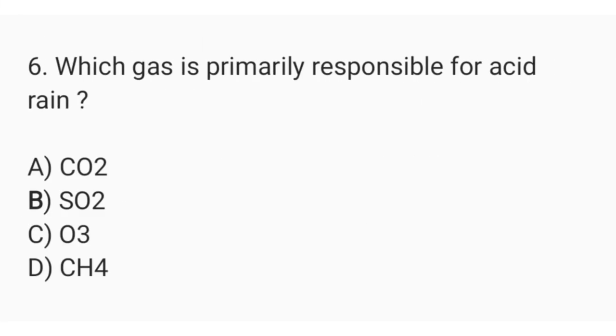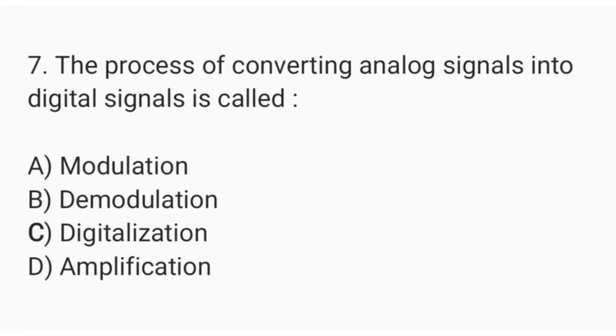Which gas is primarily responsible for acid rain? Option B. SO2 is the right answer to this question. The process of converting analog signals into digital signals is called modulation, demodulation, digitalization, and amplification. Option C. Digitalization is the right answer to this question.